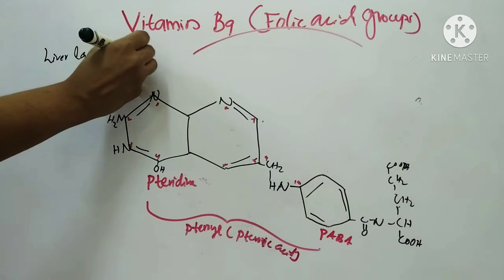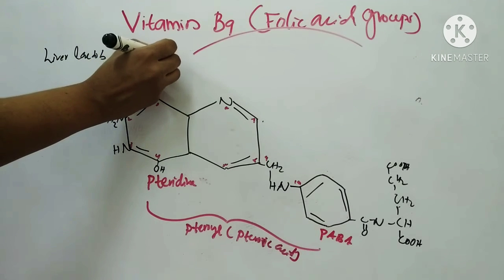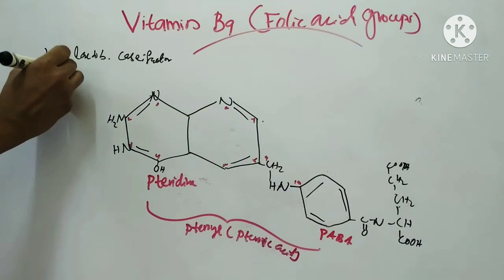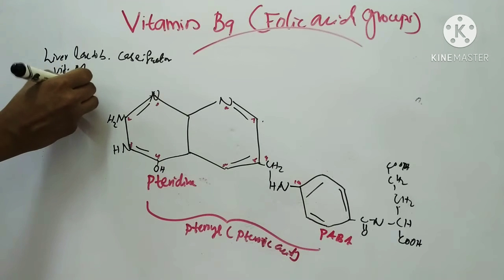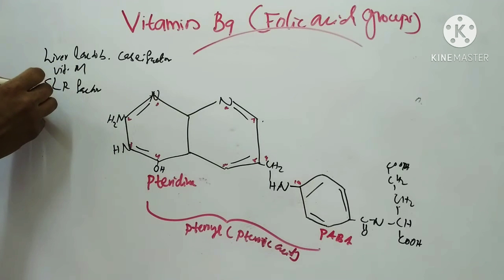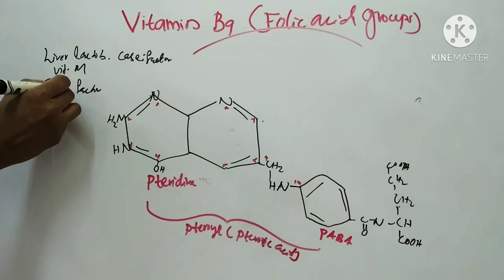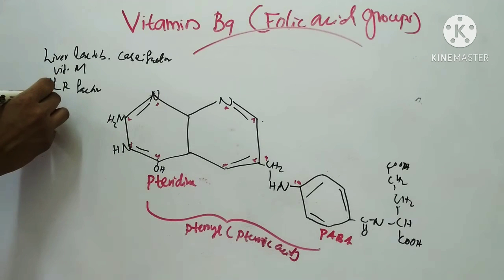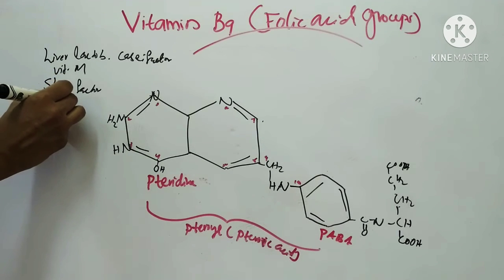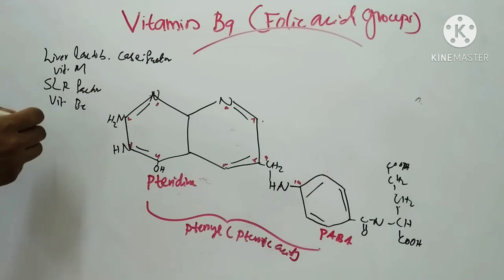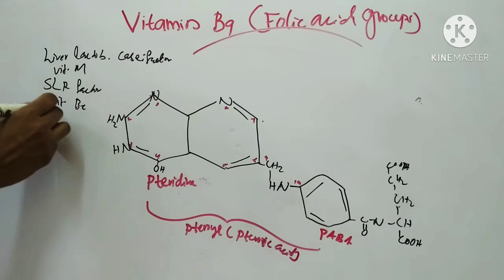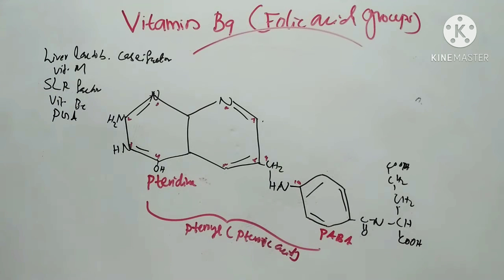Lactobacillus casei factor, then vitamin M, then Streptococcus lactis R factor or SLR factor, then vitamin BC, then fermentation residue factor, then pteroyl glutamic acid. These are the synonyms of vitamin B9.